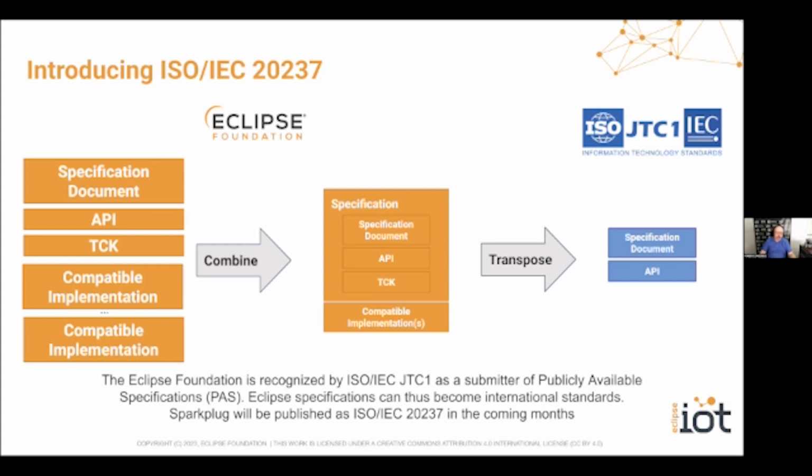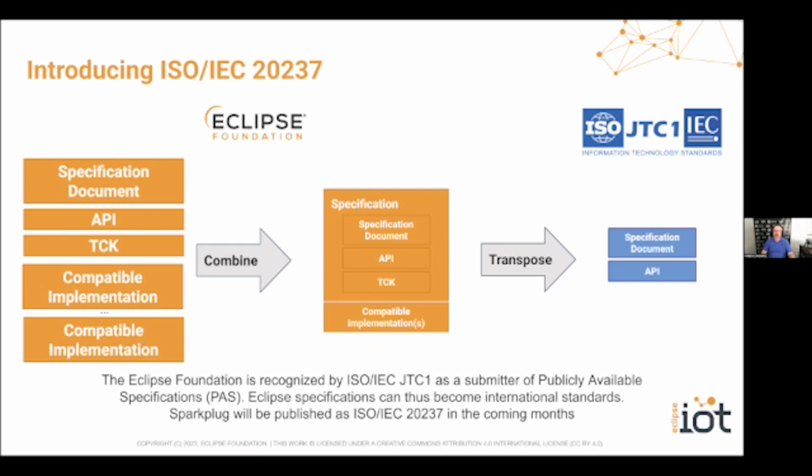And so in the next few months, you will see a press release coming out of us saying that Sparkplug is now officially known as ISO/IEC 20237. And really the way this works is that we take the straight Eclipse version of the specification document.